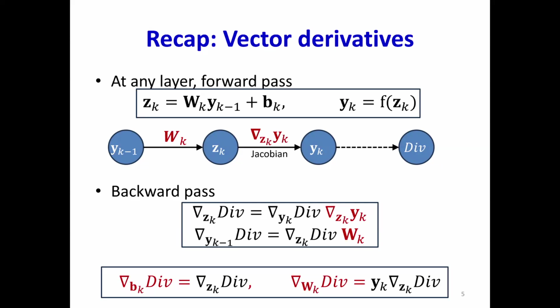And then you had two more things to compute. The derivative of the divergence with respect to any bias vector bk. And what was that? So over here, if you just look at this, I have this relationship. So what was the derivative of the divergence with respect to the bias, bk? Yes? This was just the derivative of the divergence with respect to zk.